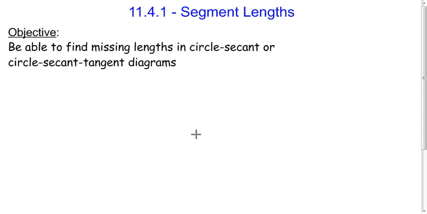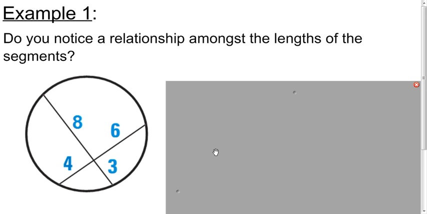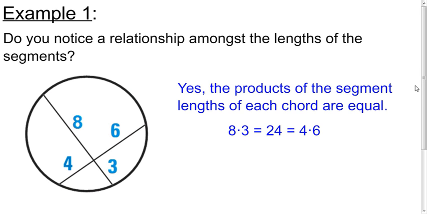Hello class. In this lesson, we're going to learn how to find segment lengths in circle diagrams with secants or with secants and tangents. In this first example, what do you notice about the lengths that they give us? What's the special relationship there? Well, it looks like if you multiply the lengths on the same chord together, we get the same product for either chord, right? 8 times 3 is 24, as is 6 times 4.